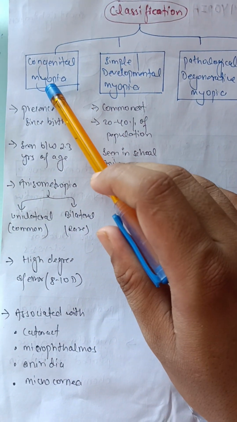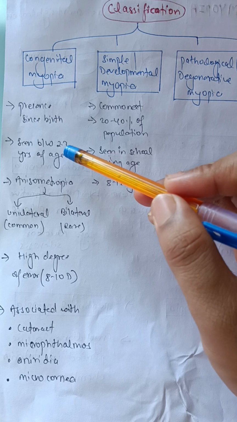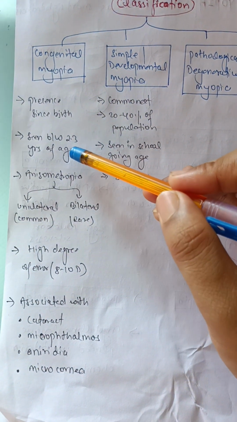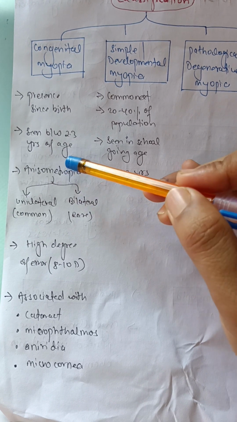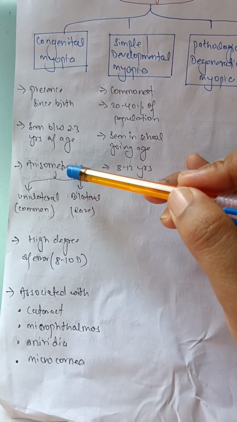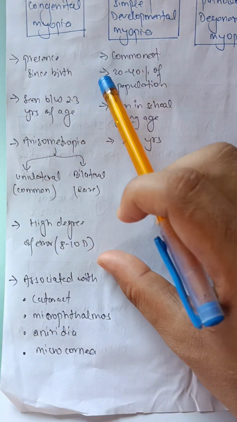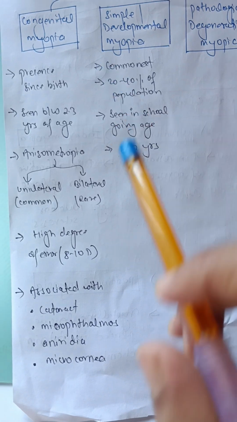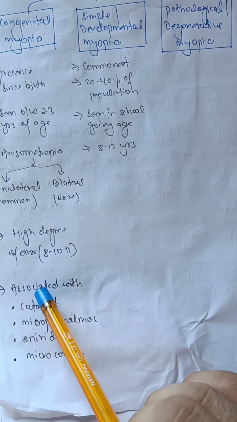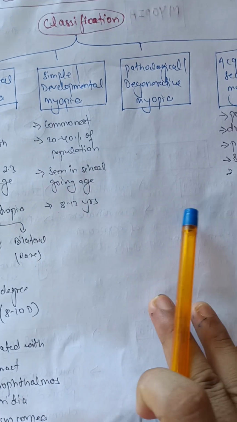So congenital myopia is mainly present since birth and seen between 2 to 3 years of age, and there may be anisometropia, which may be unilateral or bilateral; mostly unilateral is common, bilateral is rare. And there is high degree of refractive error up to 8 to 10 diopter, and it is mostly associated with cataract, microphthalmos, aniridia, and microcornea.